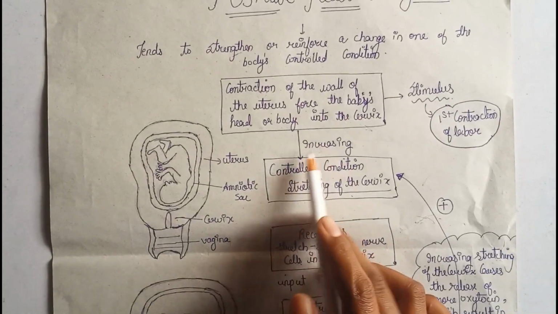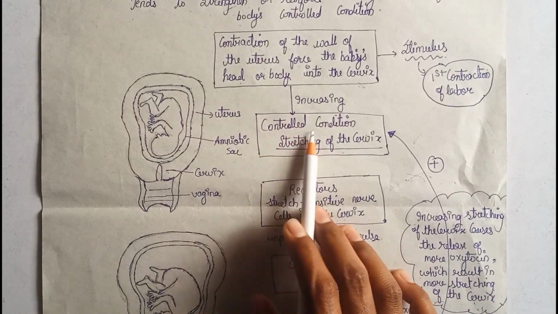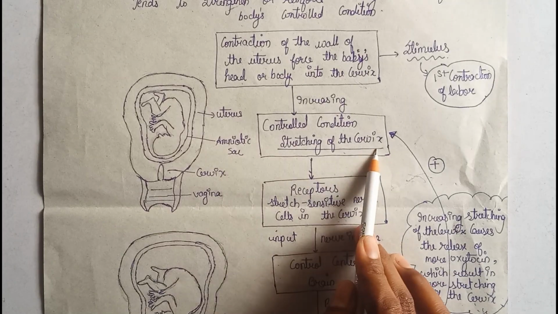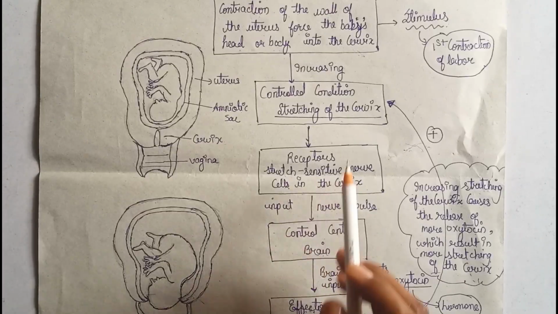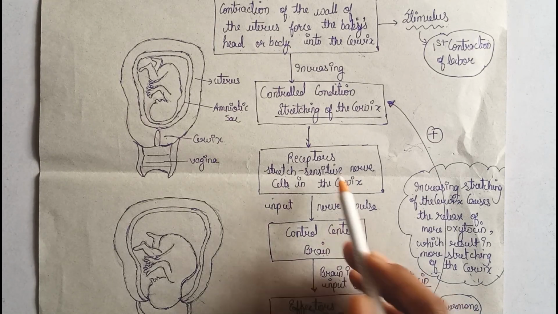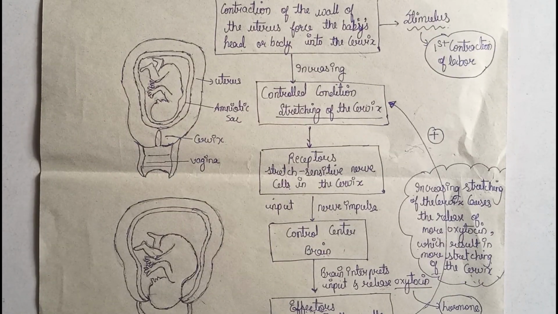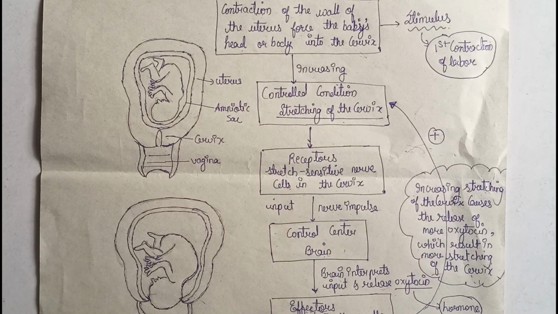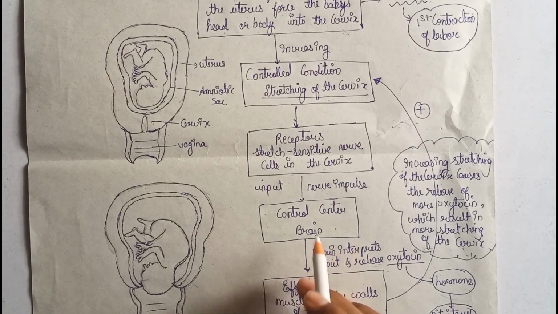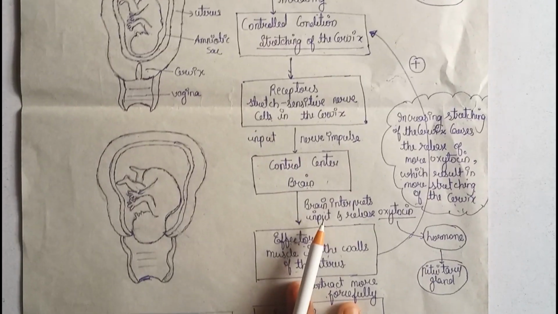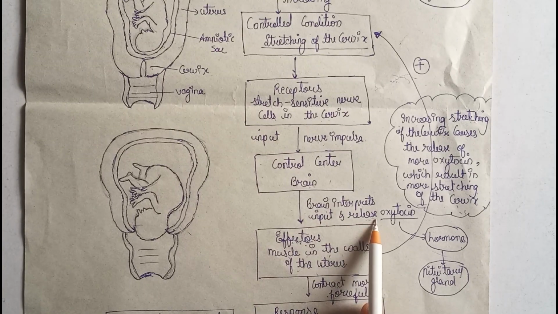Okay, next it increases the controlled condition. So what is the controlled condition? The controlled condition means the stretching of the cervix. When this stretching happens in the cervix, there are receptors present to sense the stretching. So there are stretch-sensitive nerve cells in the cervix. These are receptors to sense the stretching. Then the receptors send the information to the control center, meaning the brain, and the brain interprets this information and releases more oxytocin.